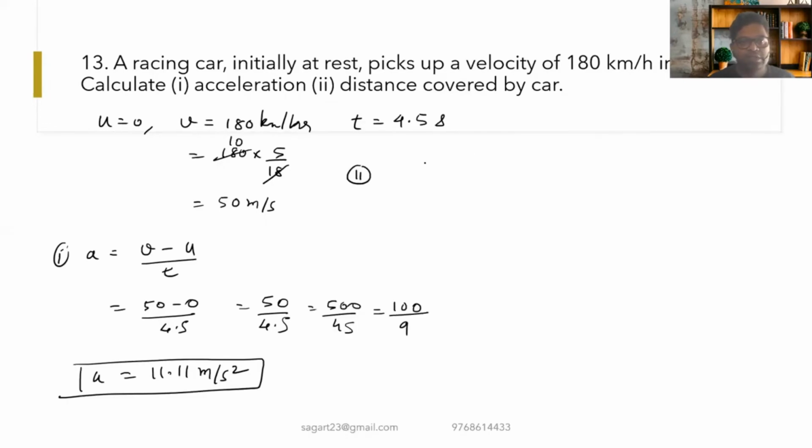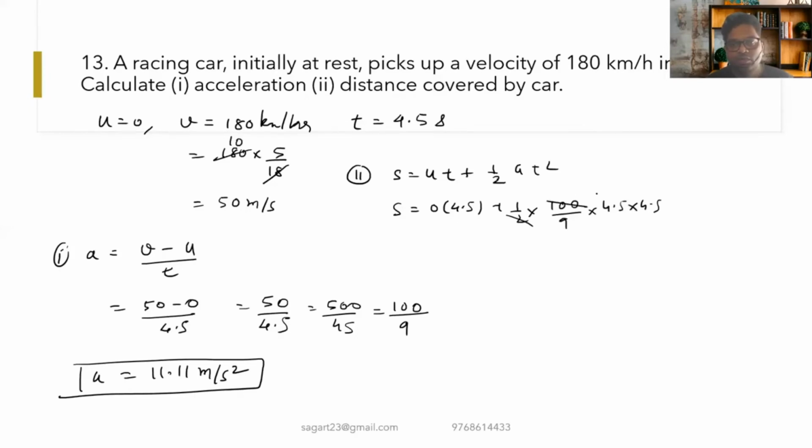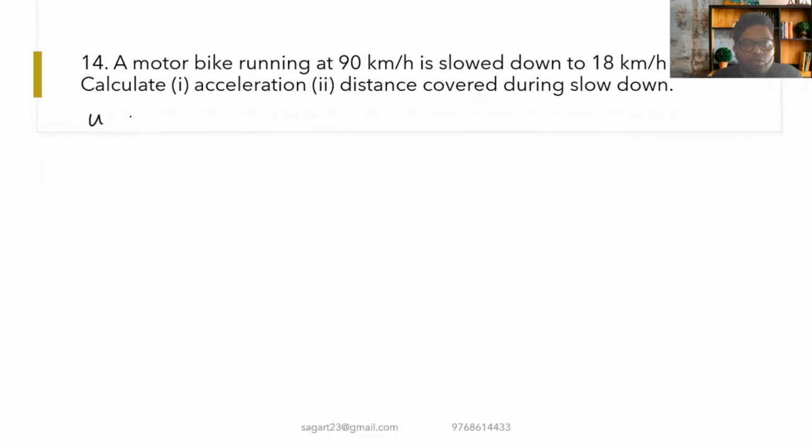They want distance covered. Okay, so s is equal to ut plus half at squared. Now this is 0 into 4.5 plus half into 11.11 into 4.5 into 4.5. So this will be 50, this will be 0.5, will be 112.5. So s is 112.5 meters.